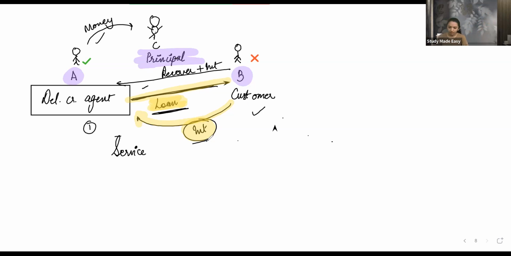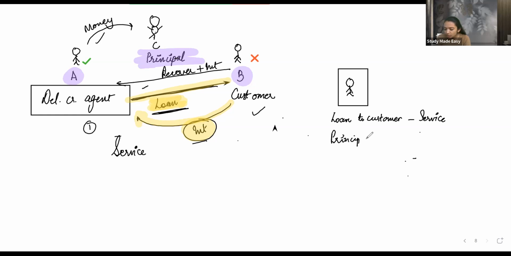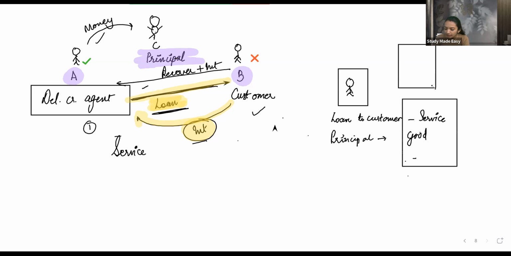Now understand. Talking about this del credere agent, the question is, when this del credere agent is giving a loan to the customer, it is a service he is giving, and the principal is selling goods to the customer. Should I create a single invoice for the service and goods, or should there be separate invoices?